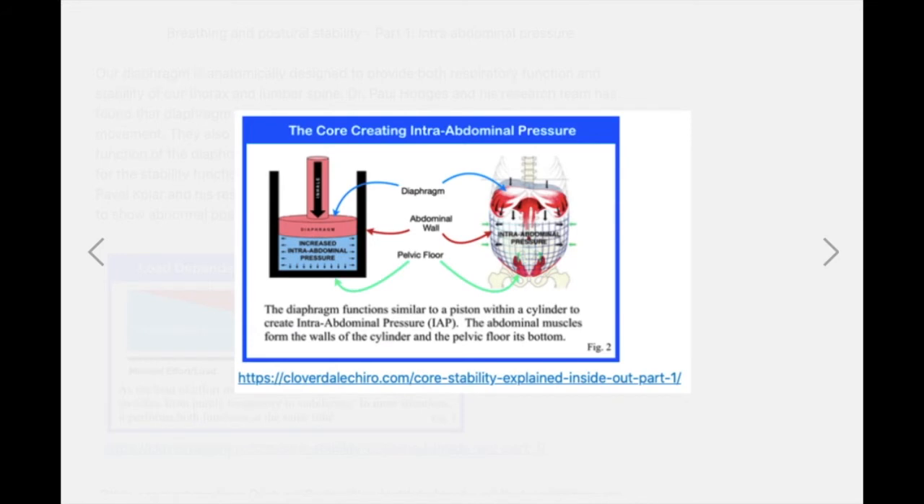To understand how the diaphragm is coordinated with other stability muscles in our core, we need to first understand how core stability is achieved. The most widely accepted and evidence-based mechanism for core stability is distributed activation of the whole abdominal wall that creates intra-abdominal pressure. Let me expand a bit more on what that means.